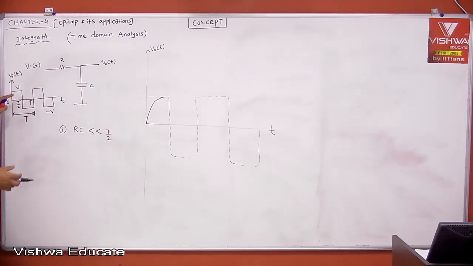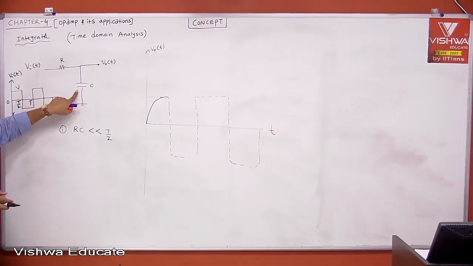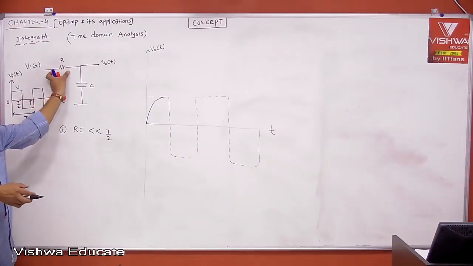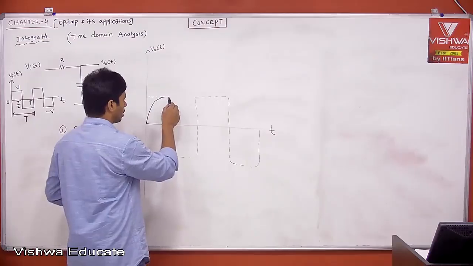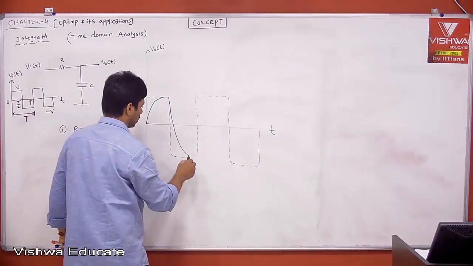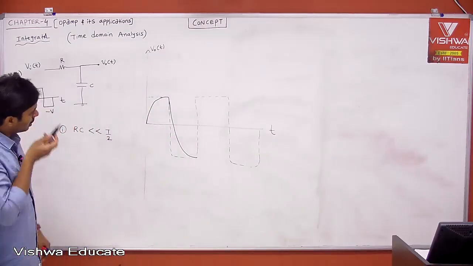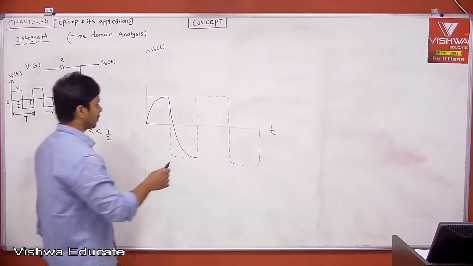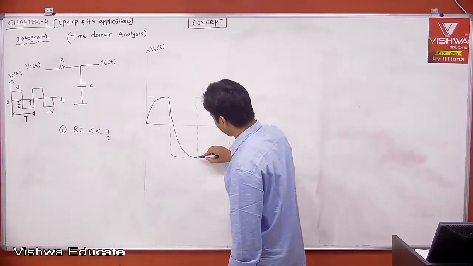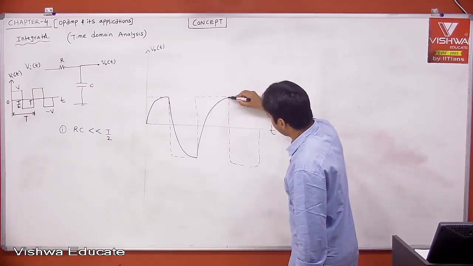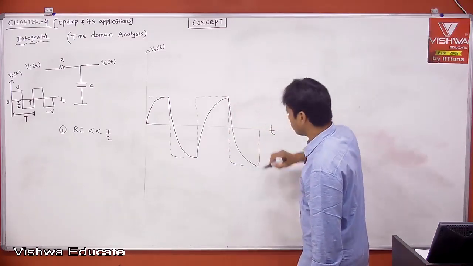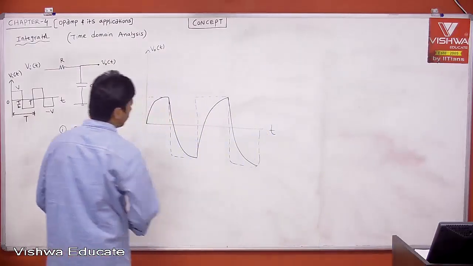And similarly, input is changing from plus V to minus V. Voltage across the capacitor cannot change instantaneously, so that voltage will be dropped across the resistor. Then your capacitor slowly tries to charge to minus V. Let us say this is it trying to charge. Now again the input is changing from minus V to plus V, and again it is trying to charge and then discharge. This is your output.